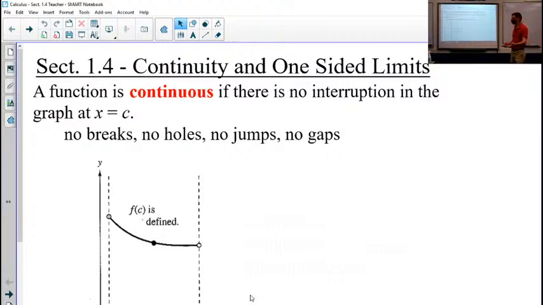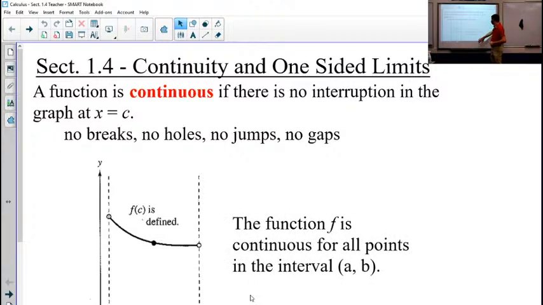an asymptote would make something not continuous. Another way I have to describe it is that if the function is continuous in a certain interval, then you should be able to draw the entire interval without having to pick up the marker. As soon as you have to pick up the marker to maybe go down here, not continuous. So continuous is connected. It means that there's no interruption of the graph. This function is continuous everywhere between a and b.